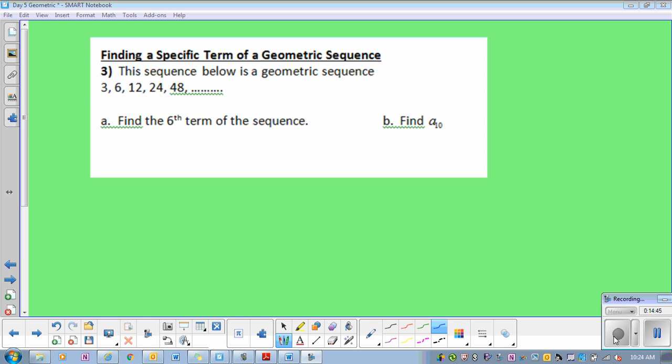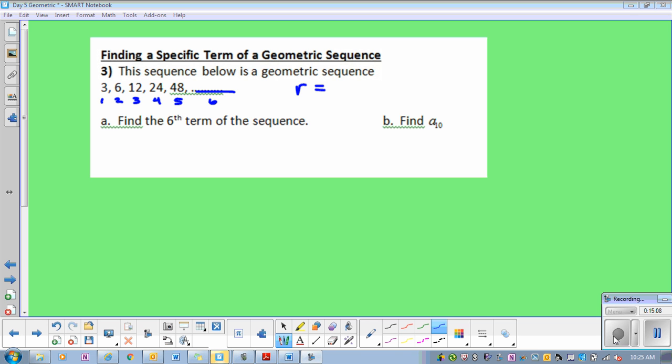Alright, so guys, this is n equals 1. That's 2, 3, 4, 5. The next one is 6, right? They want you to find the 6th term. Well, first you gotta find R. What is R here? Two. Yeah, it multiplies by 2 each time.